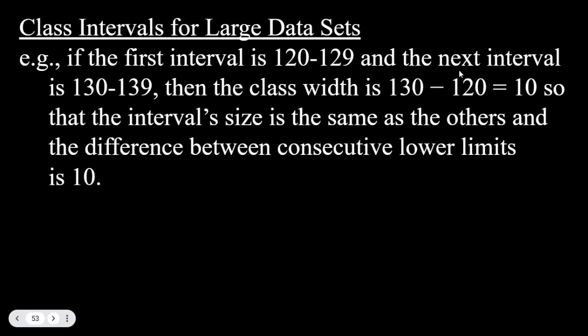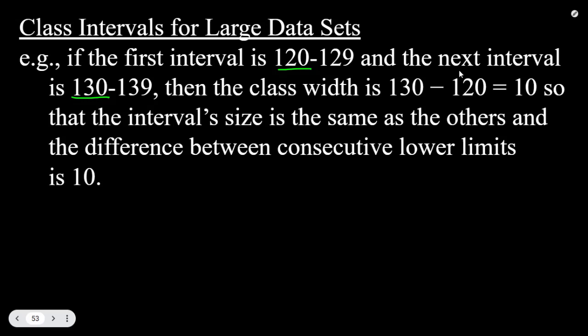So for example, if the first interval happens to be 120 to 129, the next interval would have to start at 130 and go to 139. And that would mean the class width is 10, because the way you'd get that is by subtracting your lower limit here from your lower limit there. So the 130 minus the 120 tells you the class width is 10. And if you think about that, if you write out 120 to 129, there are 10 numbers there. So that's why we call that the class width. So the interval size is the same as all the other ones.